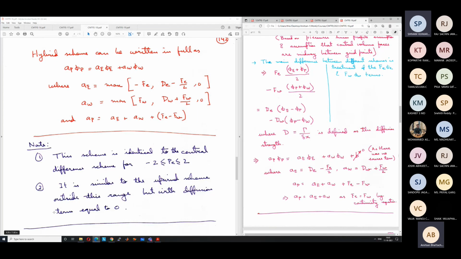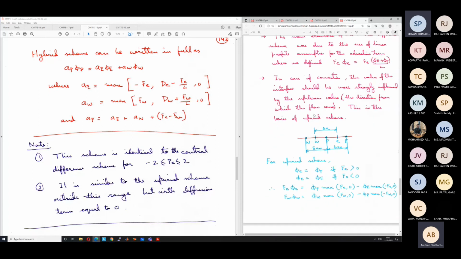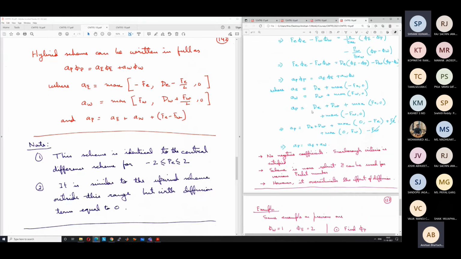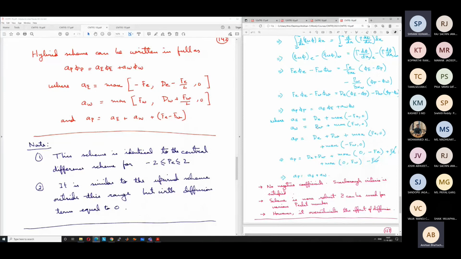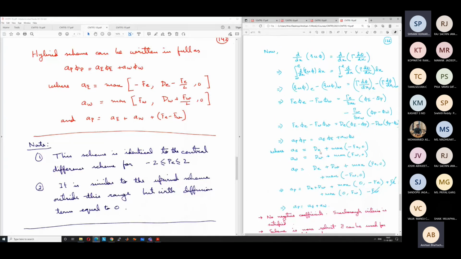This is identical to the central difference scheme for low values of Peclet number, and we have already discussed that the central difference scheme works very well for low Peclet numbers. And it is similar to the upwind scheme outside this range, but with the diffusion term equal to 0. So what was the upwind scheme? Upwind scheme was something like D plus maximum of minus FE and 0. Here the D term is not there, so you get the maximum of minus FE and 0. Similarly, AW will be the maximum of FW and 0. This DW term is not there.